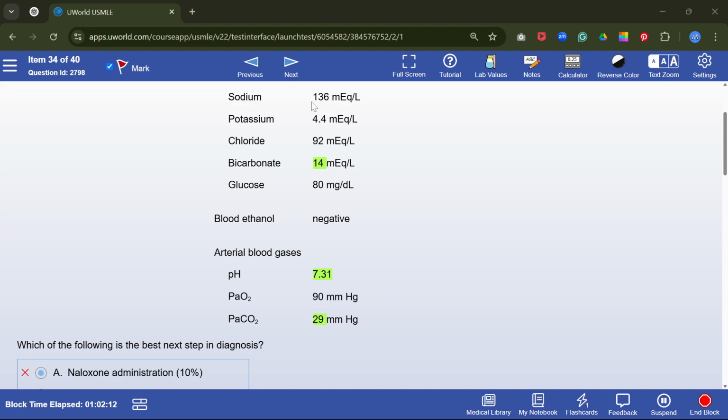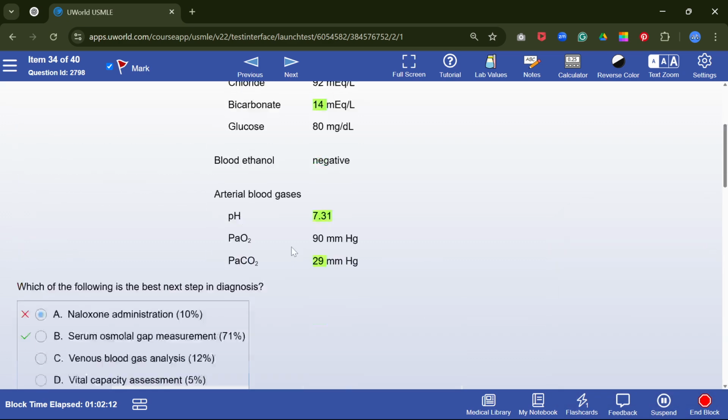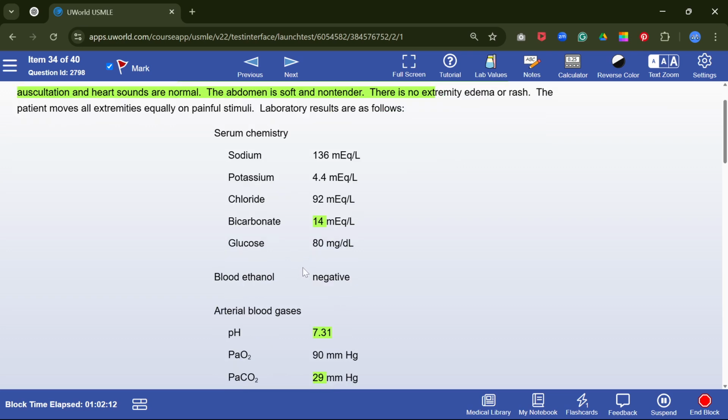Anion gap is calculated by sodium 136 minus chloride 92 plus bicarbonate 14. So it is 30. So it is AGMA, or high anion gap metabolic acidosis. If you find a case with metabolic acidosis, it is high anion gap metabolic acidosis.